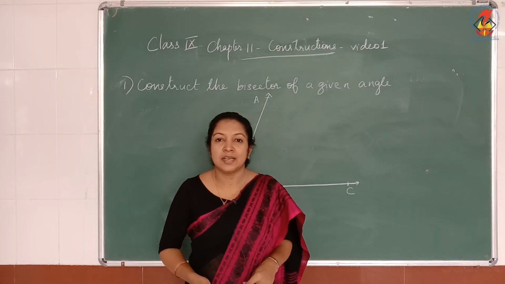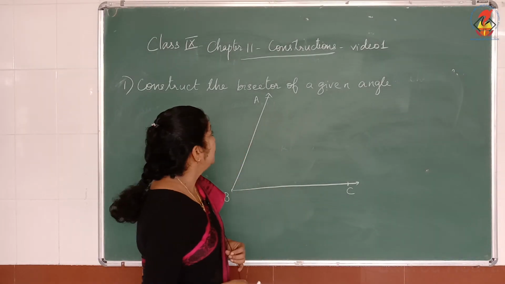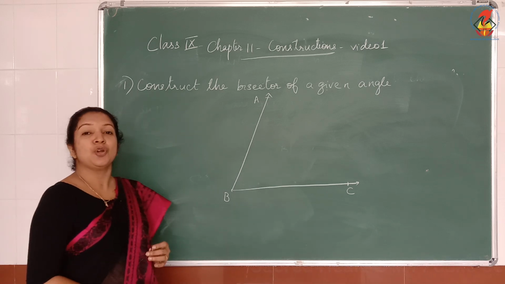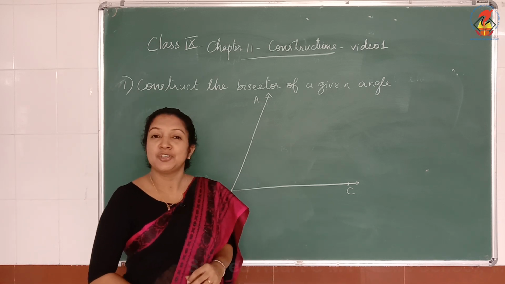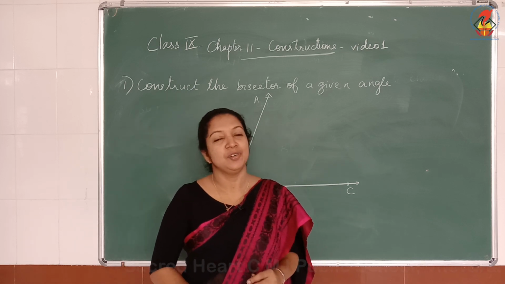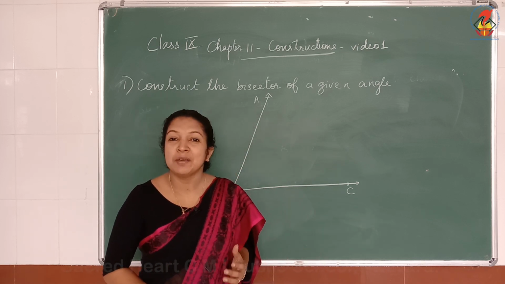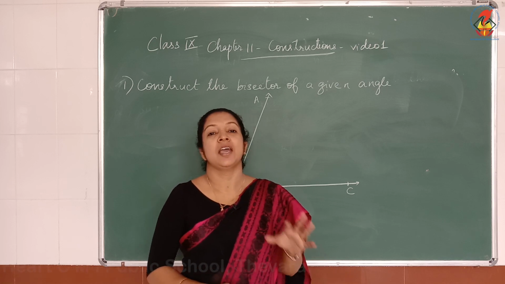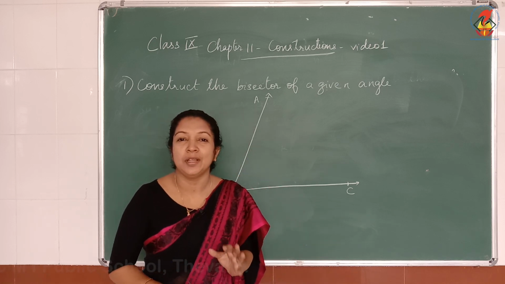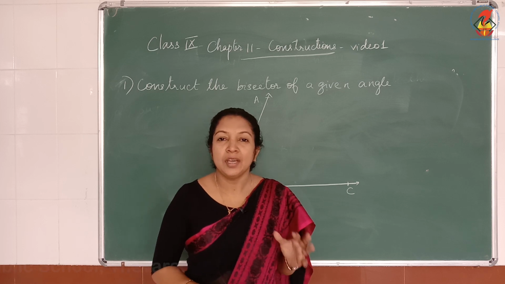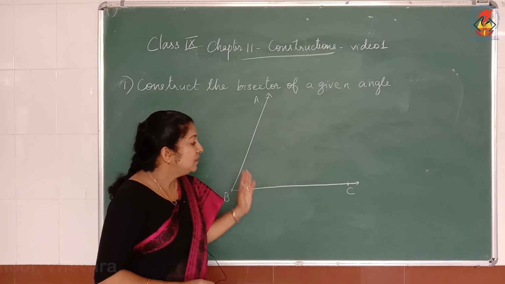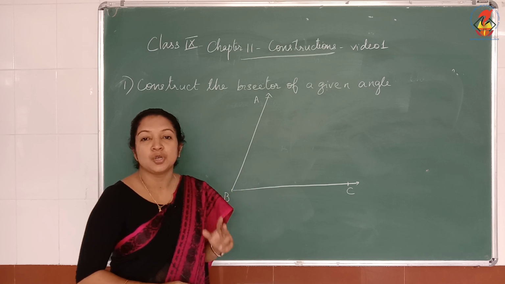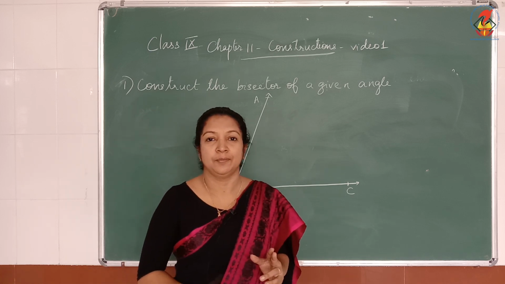Chapter 11, Constructions. The first question is, construct the bisector of a given angle. What do you mean by bisector? It is a line that divides the angle into two equal parts. So we have to divide this angle into two angles of equal measure.